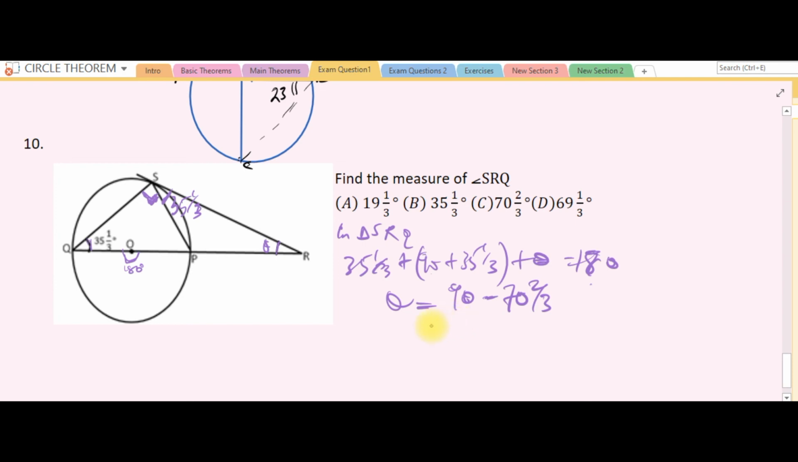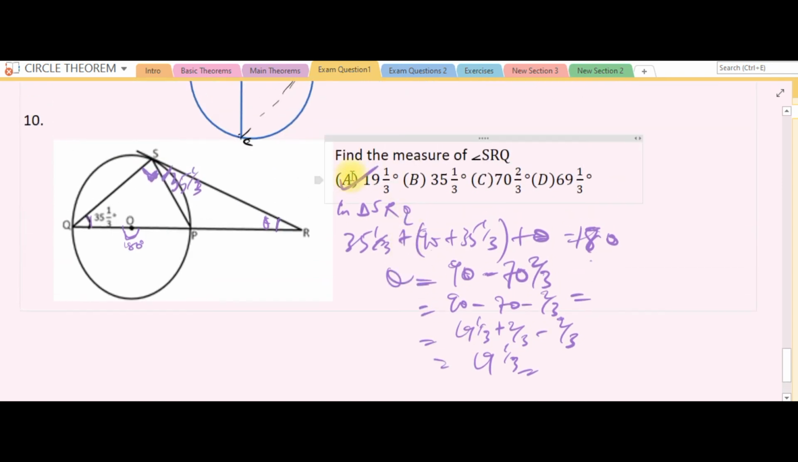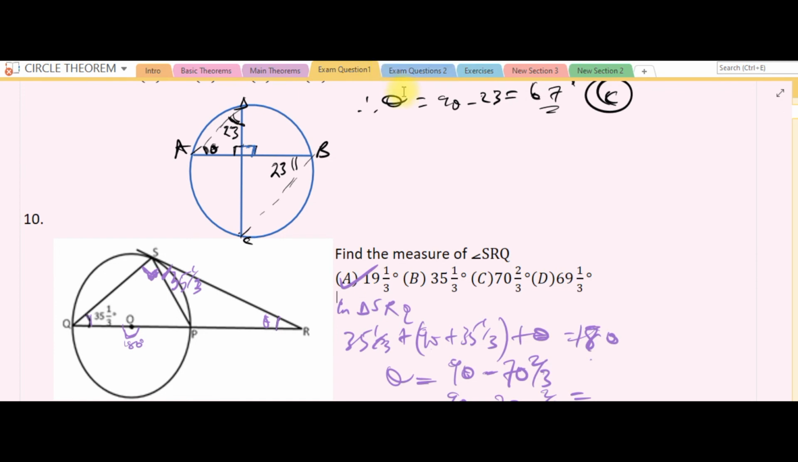If you notice, 90 minus 70 2/3 is like 90 minus 70 minus 2/3. 90 minus 70 is 20, and 20 is 19 1/3 plus 2/3. So 19 1/3 plus 2/3 minus 2/3 gives the answer of 19 1/3. So that's my answer. That's how I work on fractions, to split it so that it will be easy and fast. So that is the end of the easiest and the medium questions. Let's go over to the hard ones.